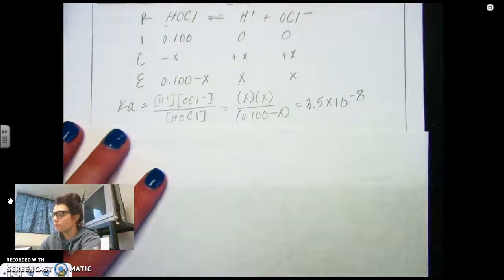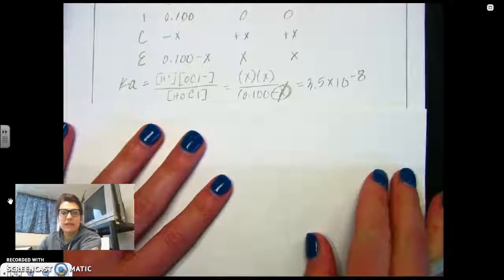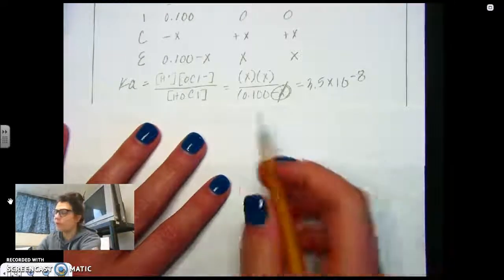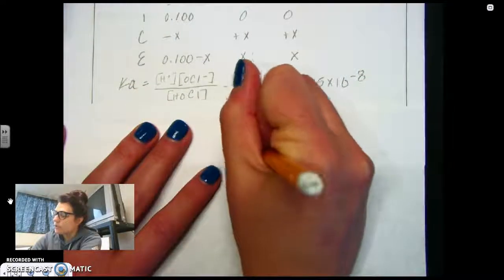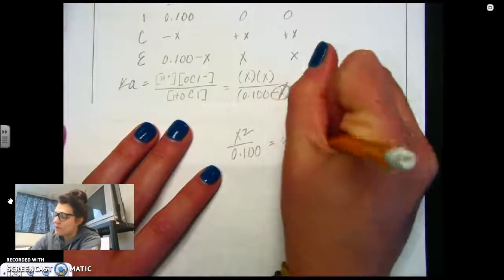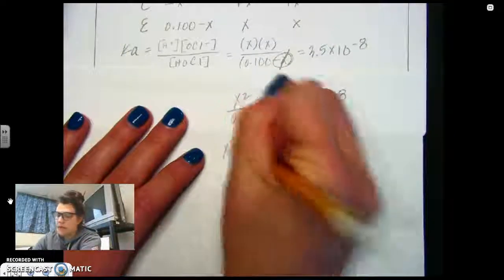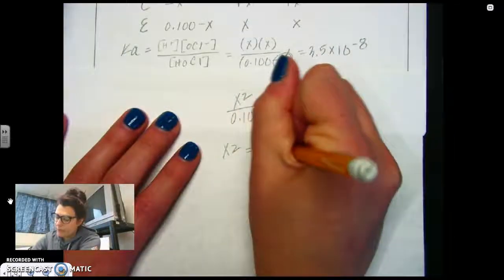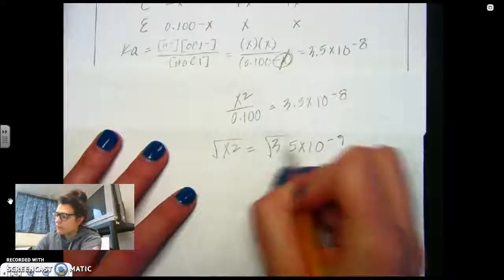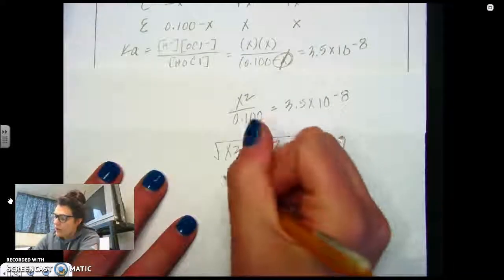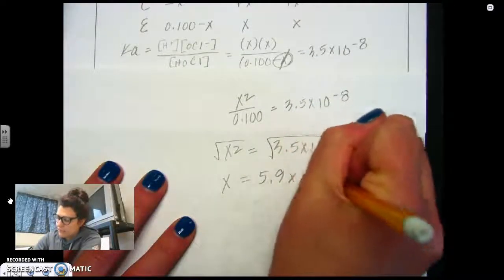Okay? Now, to simplify our math here, we're going to get rid of this x. We're going to neglect the minus x, saying that it's too small. It won't really affect the 0.1. And so we're going to get x squared divided by 0.100 is equal to 3.5 times 10 to the negative 8th. And then you can solve for x. So x squared is equal to 3.5 times 10 to the negative 9th. And then I can take the square root of both sides. So x is equal to 5.9 times 10 to the negative 5th.